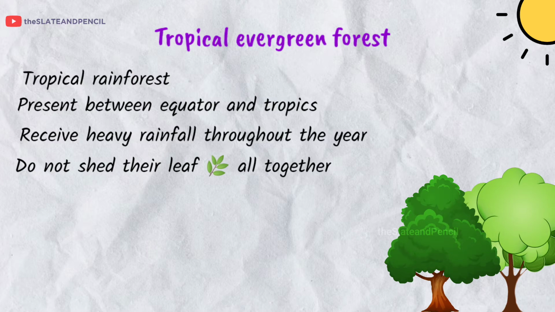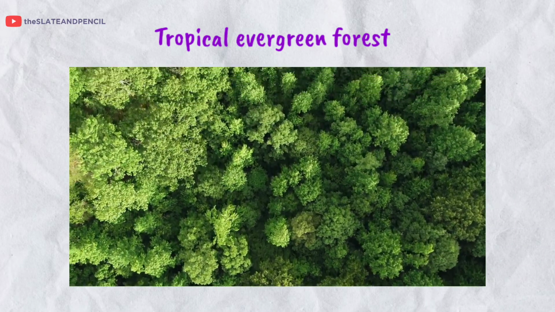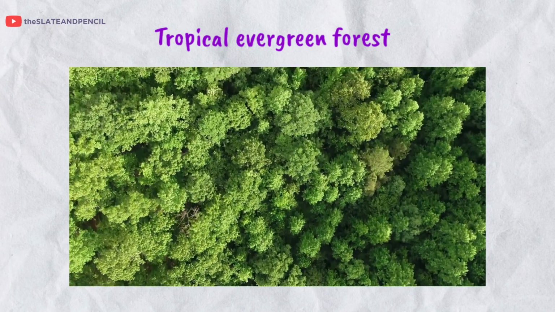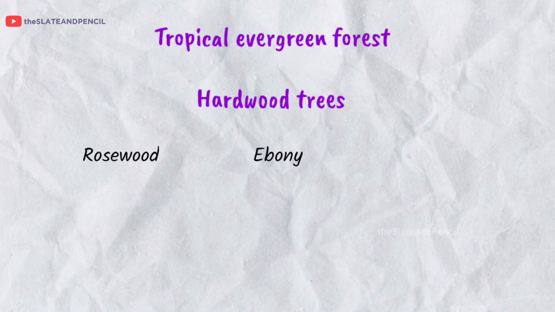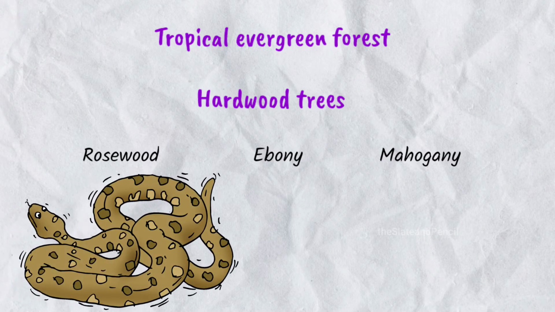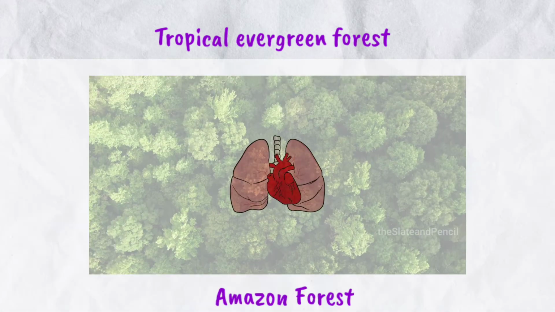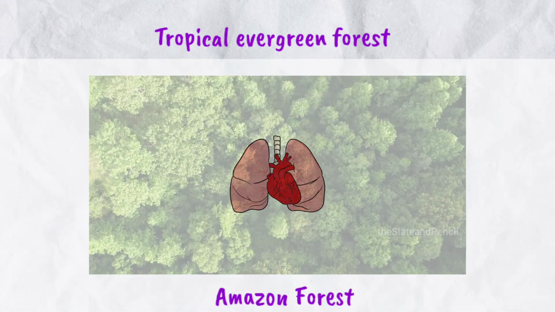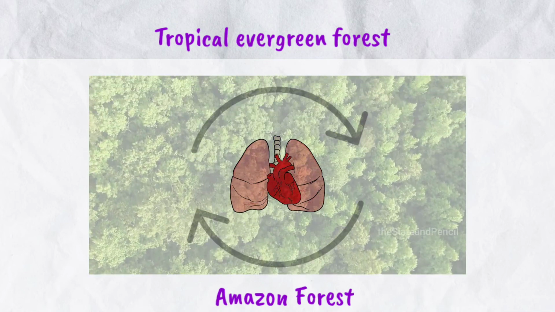Trees in the forest never shed their leaves altogether. That is why they are called evergreen forest. Tropical evergreen forests are so densely covered that sunlight cannot reach the ground even in the daytime. Hardwood trees like rosewood, ebony and mahogany are common trees in the tropical rainforest. Anaconda, one of the world's largest snakes, is found in the tropical evergreen forest. The Amazon forest is also called the lungs of the earth because it purifies the atmosphere and replenishes the oxygen which has been used.